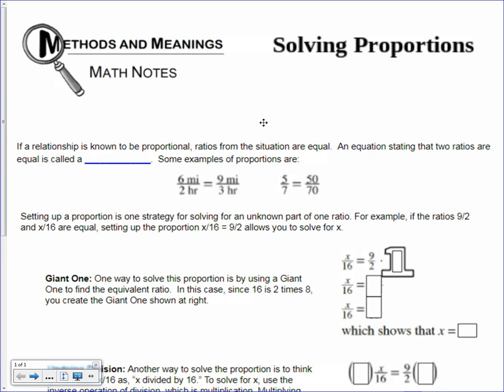Notes for section 122 are about solving proportions. If a relationship is known to be proportional, ratios from the situation are equal. An equation stating that two ratios are equal is called a proportion.